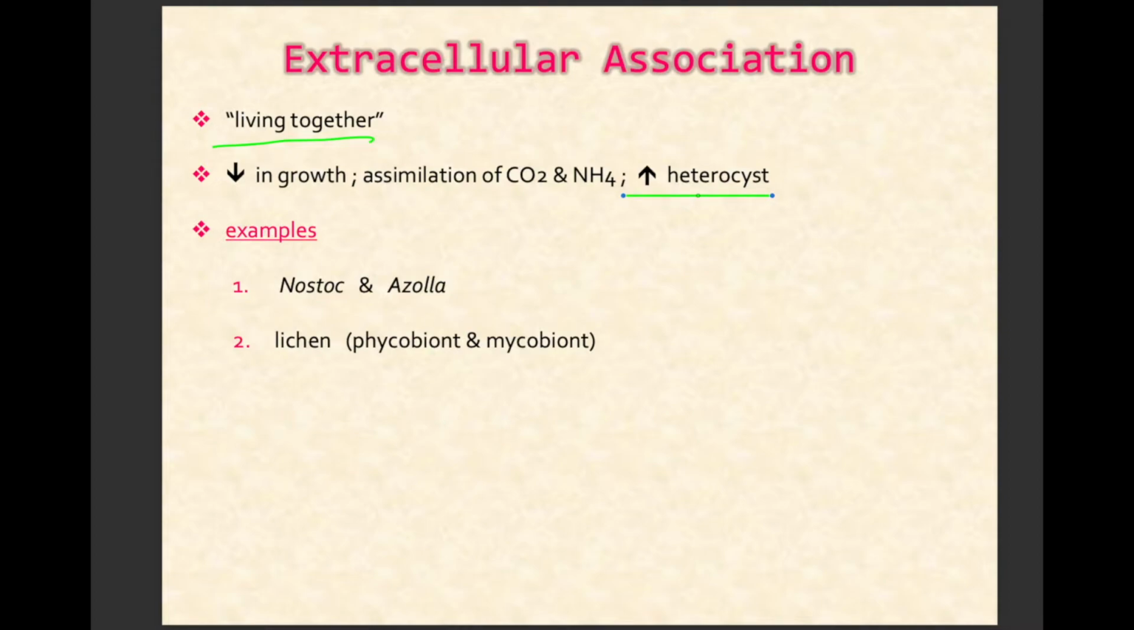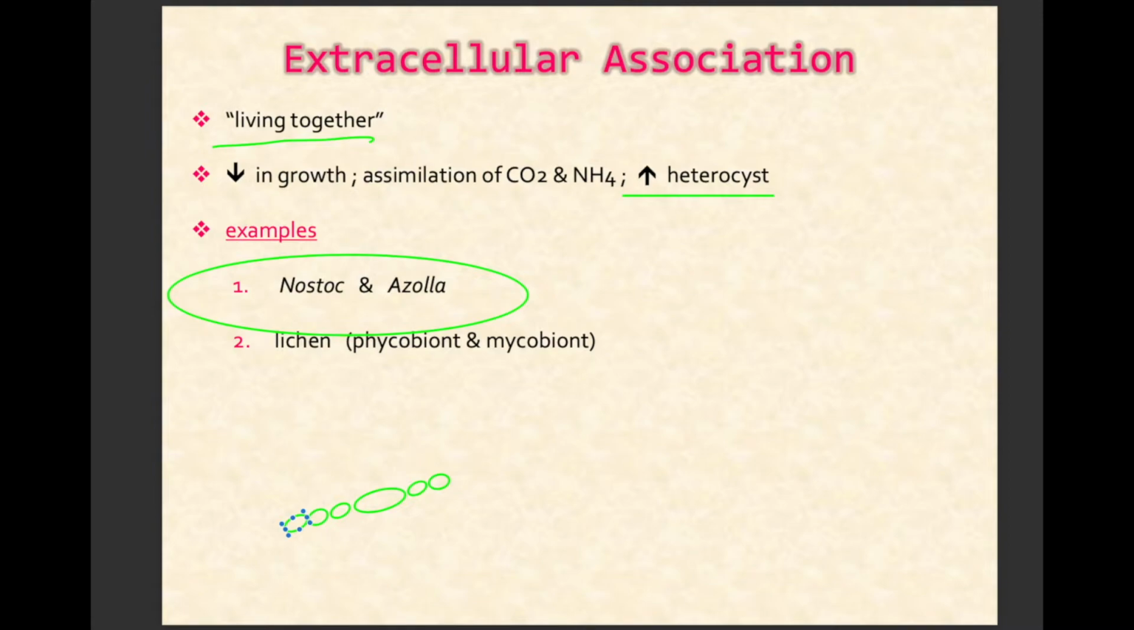Famous examples are your Nostoc and your Azolla. Your Nostoc, this one we have already encountered in our laboratory portion. This one forms akinetes and your heterocysts, those circular cells that provide an anoxic environment for your cell, diba? If you remember, so those are your akinetes or heterocysts. These are your Nostoc or Anabaena, Nostocales in general.